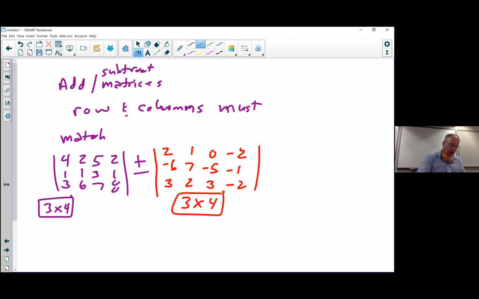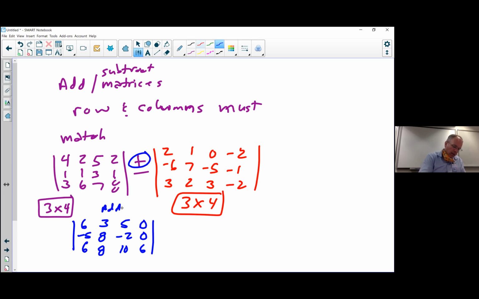In order for me to add or subtract these, if I took upon the adding, I'd go 4 plus 2 is 6, 2 plus 1 is 3, 5 plus 0, 2 plus negative 2, 1 plus negative 6, 1 plus 7, 3 plus negative 5, 1 plus negative 1, 3 plus 3 is 6, 6 plus 2 is 8, 7 plus 3 is 10, 8 plus negative 2 is 6. If I added them, it's going to work this way.